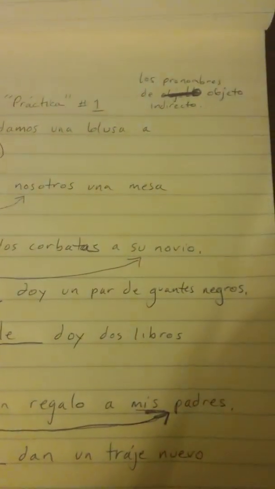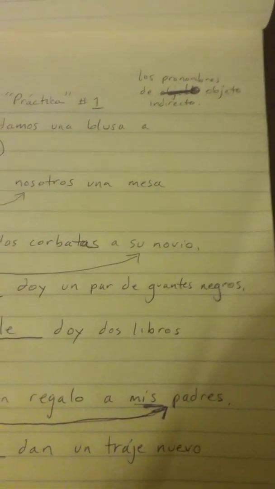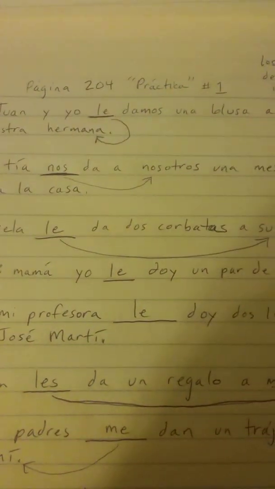Página 204 con lo que viene siendo los objetos indirectos. Acuérdense que los objetos indirectos, or indirect objects, answer the question to whom or for whom. So vamos a repasarlo. Let's just go through each one. Right, so los pronombres de objeto indirecto. Página 204, práctica número 1.